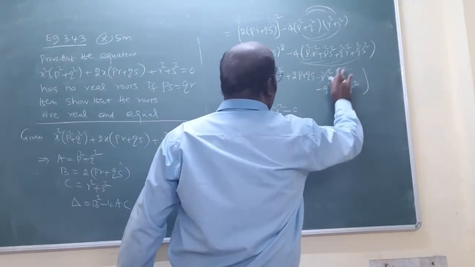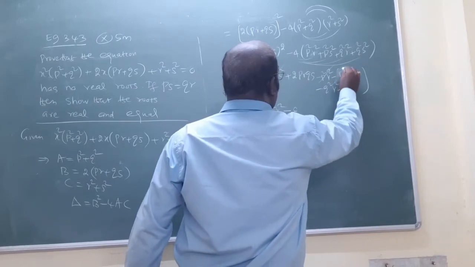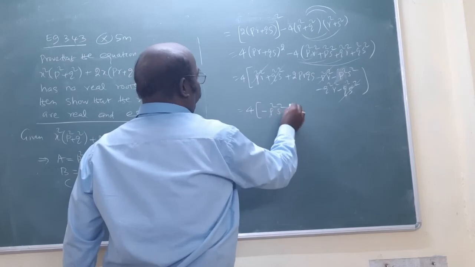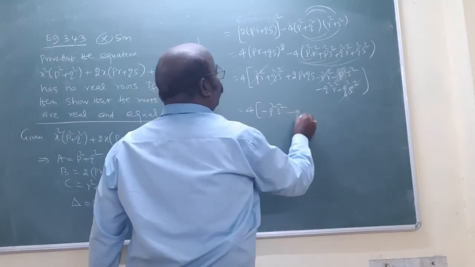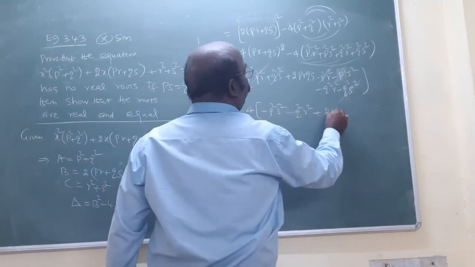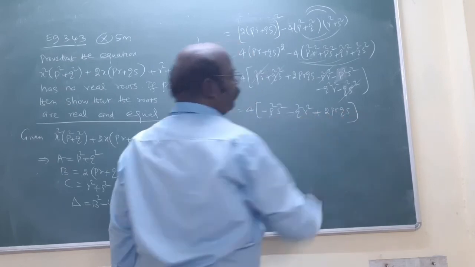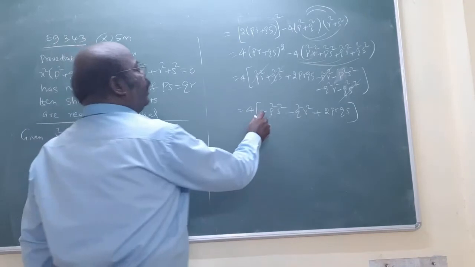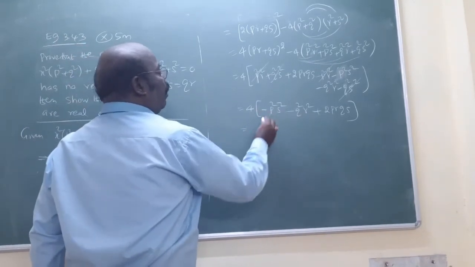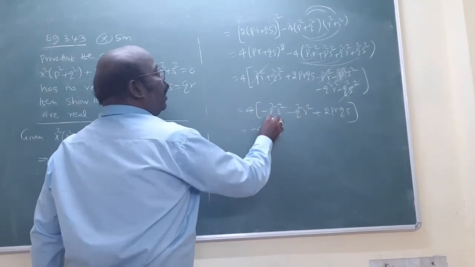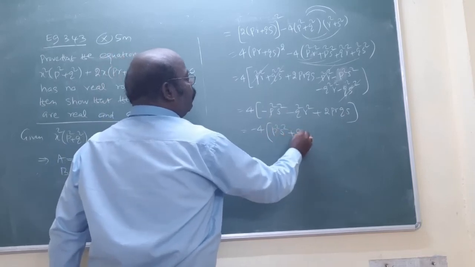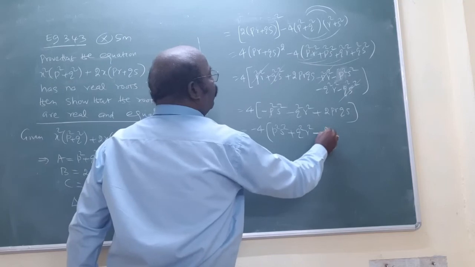The remainder is what here? p²s². The first term is p²s². Next, minus q²r² plus 2pr qs. Now you want to simplify, that's why the minus 4 is taken to one side. Minus 4, am I right? Automatically plus will come here, plus here also, but here minus will come.